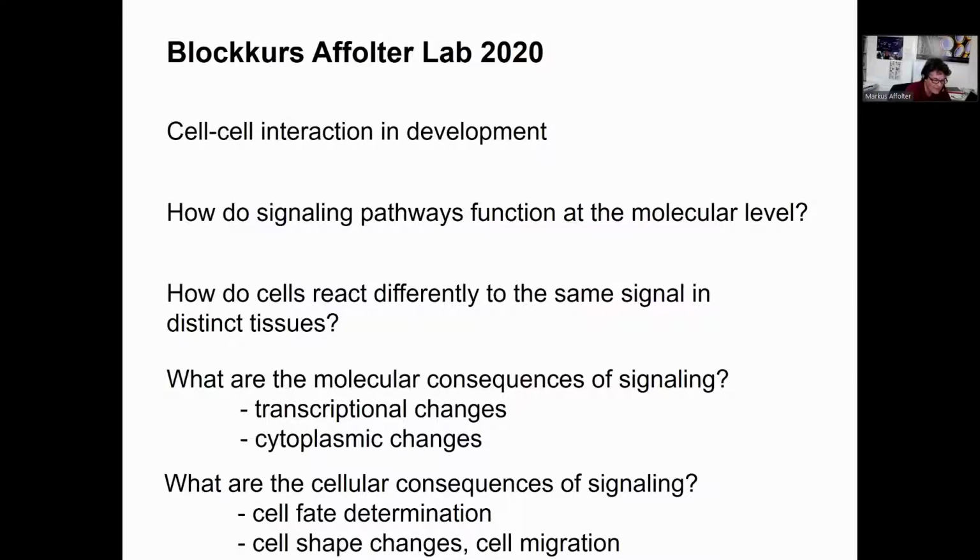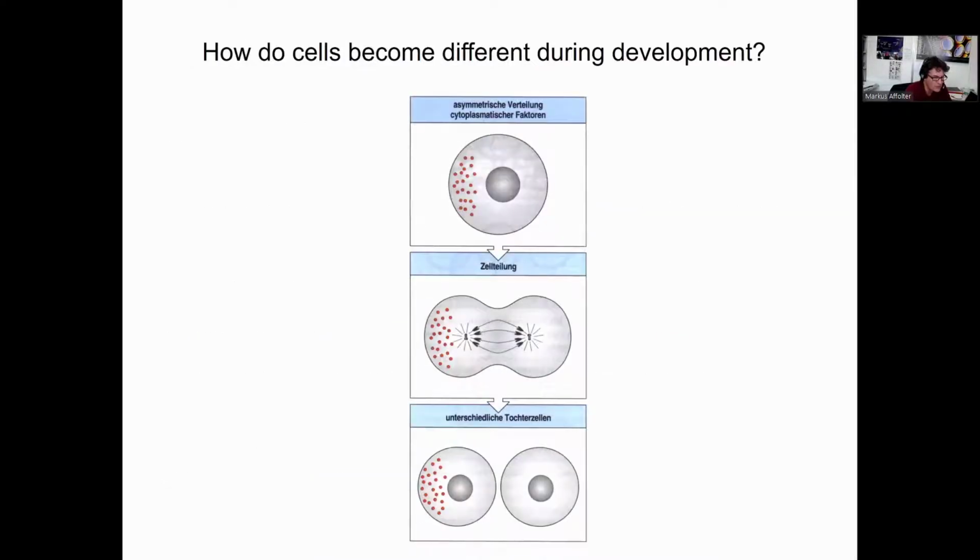Here, as I said, cell migration mainly, or cell shape changes if we talk about the cytoplasm. Today, we only talk about transcriptional changes. And we'll look at these. Maybe on Thursday in the zebrafish, we talk about other things, more cytoplasmic changes.